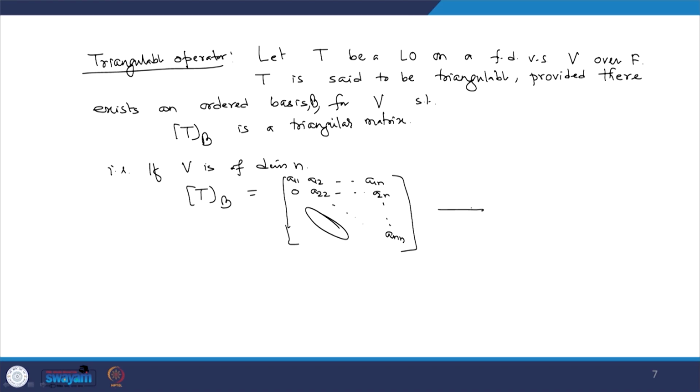I will see under what conditions a linear operator defined over a finite dimensional vector space is triangulable. So, to understand that concept, let me introduce a small result in terms of a lemma. It is like this.